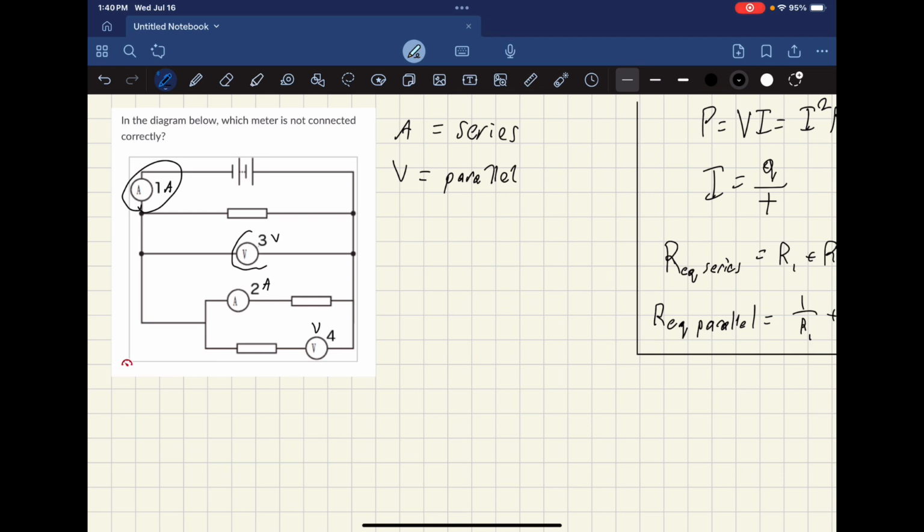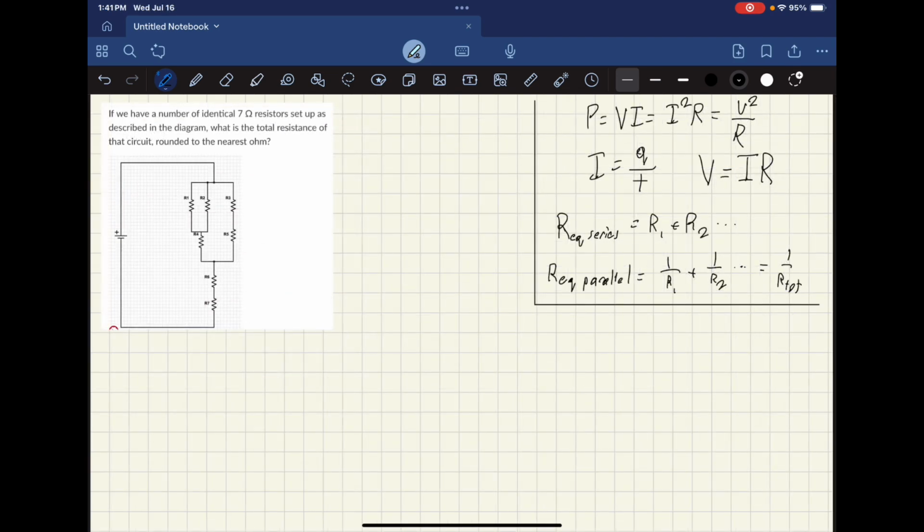Let's check number 3 because that's the next down. So this is a voltmeter, so it has to be connected in parallel. It looks like it's connected in parallel with this resistor here, so that one's good. And then we have 2 here. This is an ammeter, and it's connected in series with this resistor here, so 2 is also good. Finally, we have 4. 4 is connected in series with this here. Since it is a voltmeter, it has to be connected in parallel, and it is connected in series, so 4 is not connected correctly.